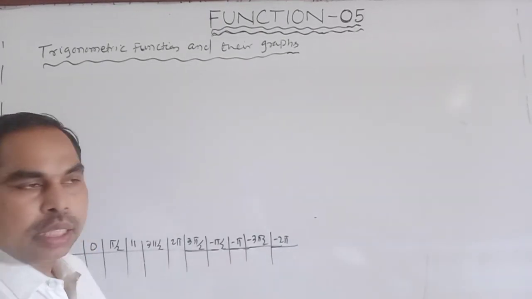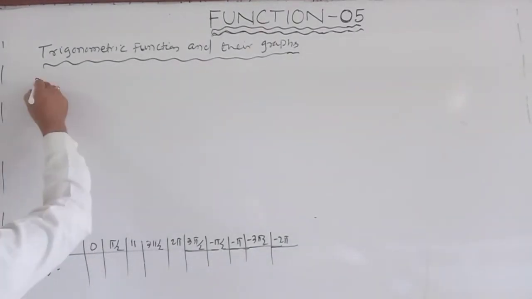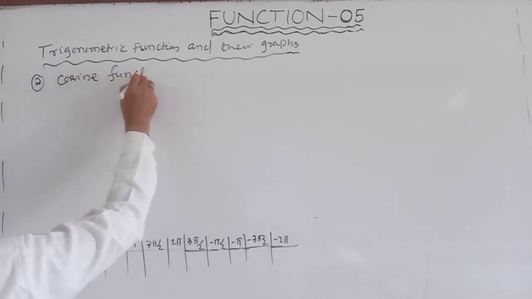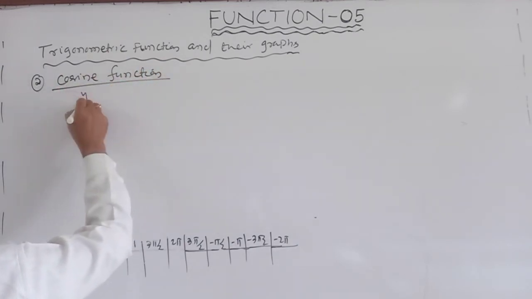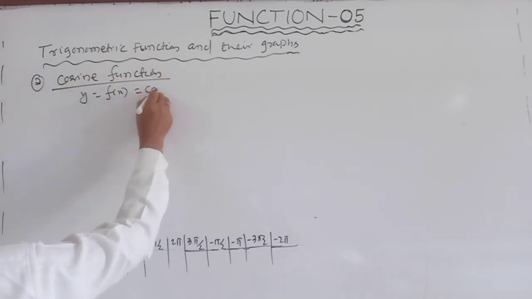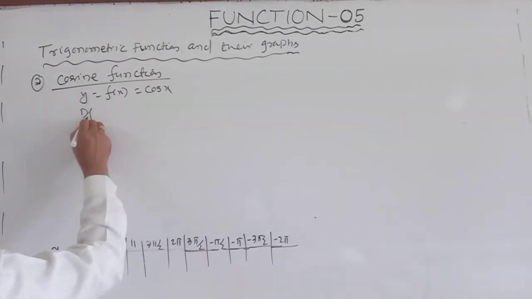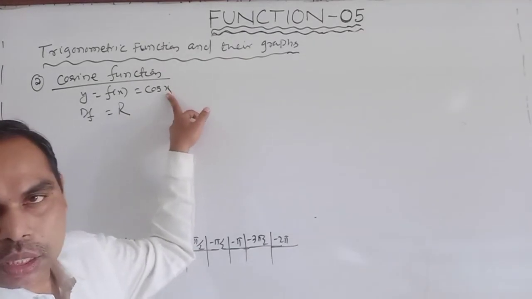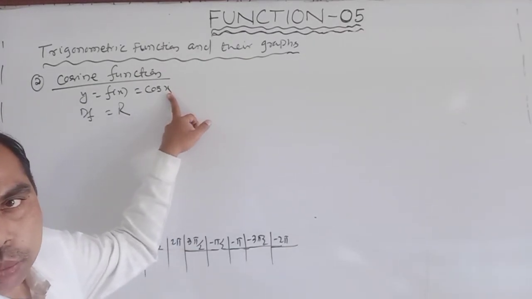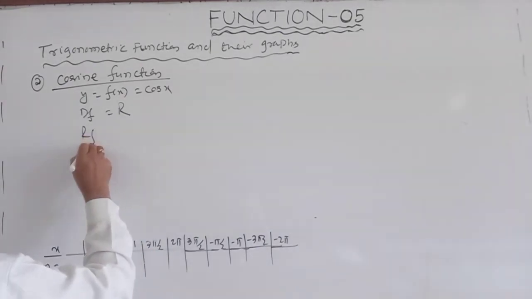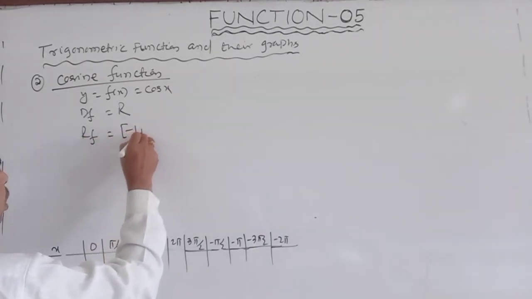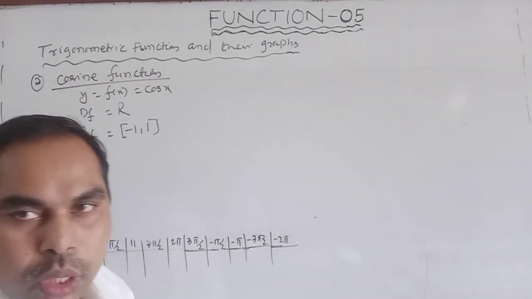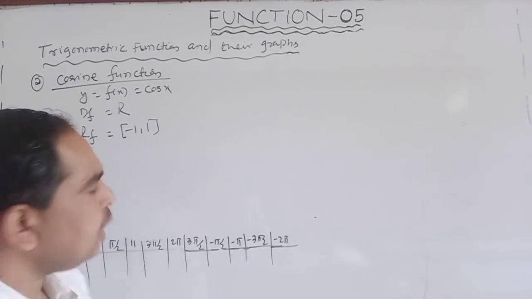Next, the second one, the cosine function. So y is equal to f of x is equal to cos x. Domain of f is the real numbers R, meaning x belongs to the set of real numbers, all values of x give a finite value of cos x. Range of f is -1 to +1, meaning cos lies between -1 and +1. So the maximum value of cos x is 1, the minimum value of cos x is -1.